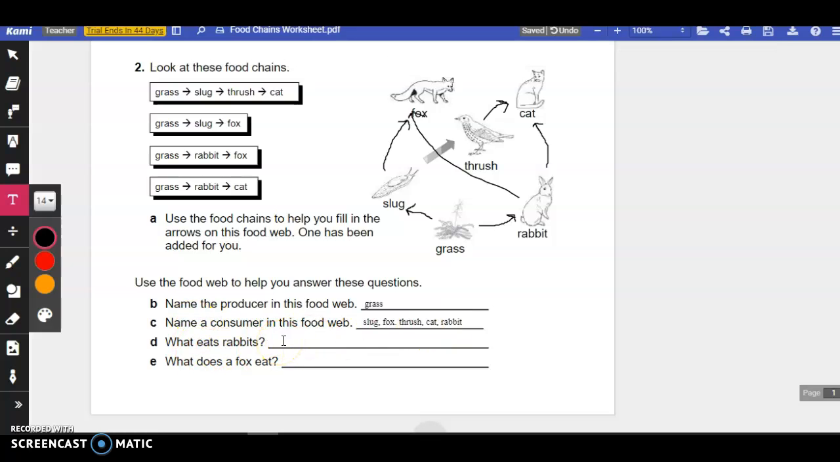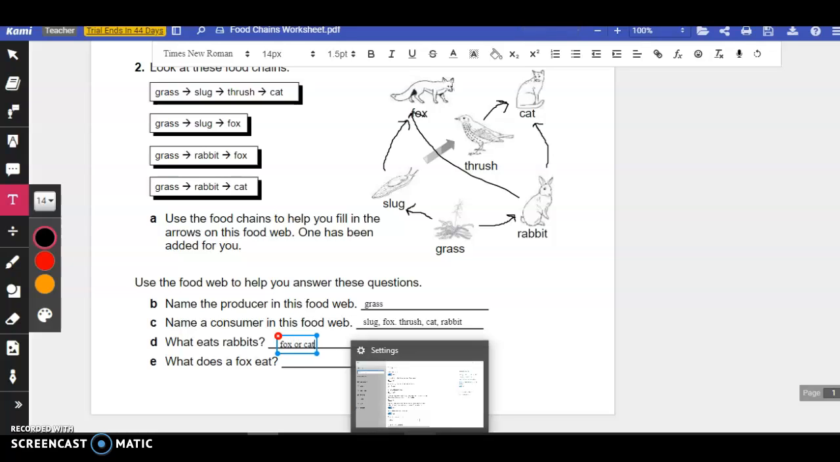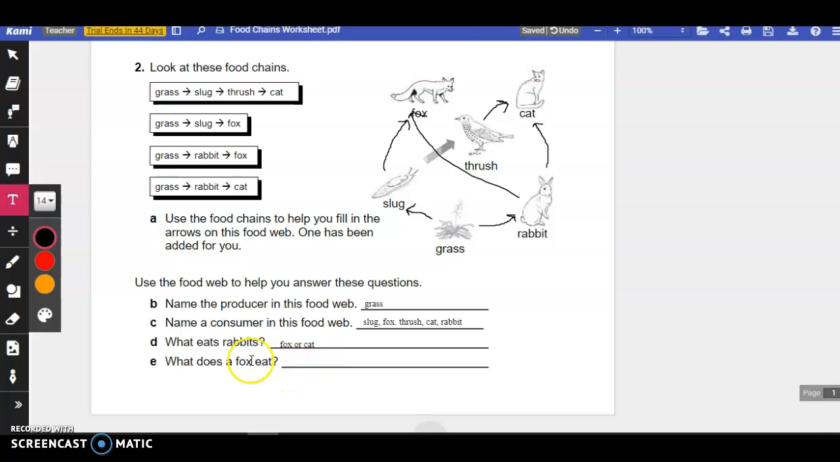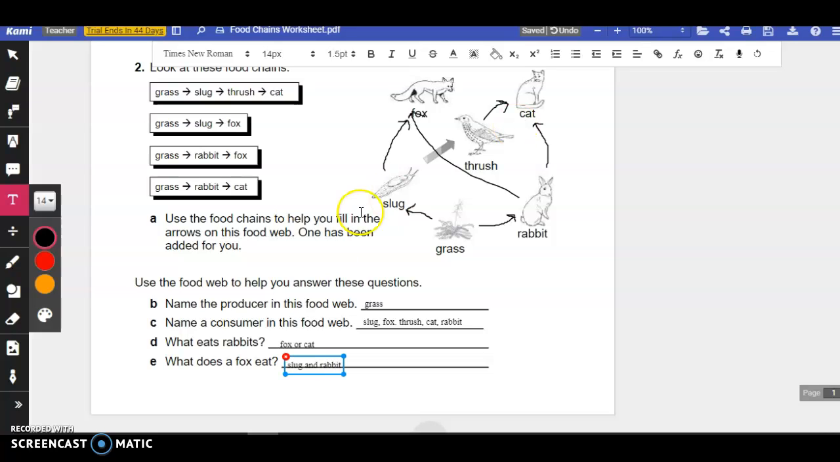What eats rabbits? So as you can look over here, rabbits can be eaten by either a cat or a fox. So that's our answer. Either a fox or a cat. Either of them is a right answer. What does a fox eat? Now let's look at all of the arrows that go towards the fox. One is a slug, the other is a rabbit. So those two are the right answers. Slug and rabbit.